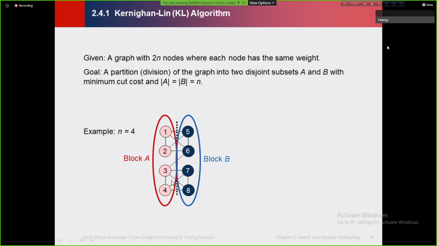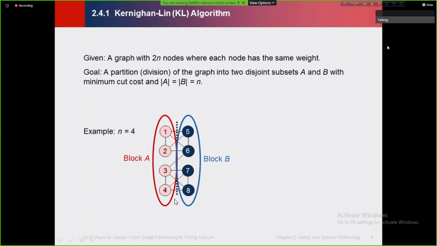But another goal is not satisfied here. It says two disjoint subsets A and B with minimum cut cost. These are not satisfied, so we have to make it that way, right? Then the cut cost here is the dotted line through the middle. That is going to be the number of cut cost, and that's what we have already seen in the last class.